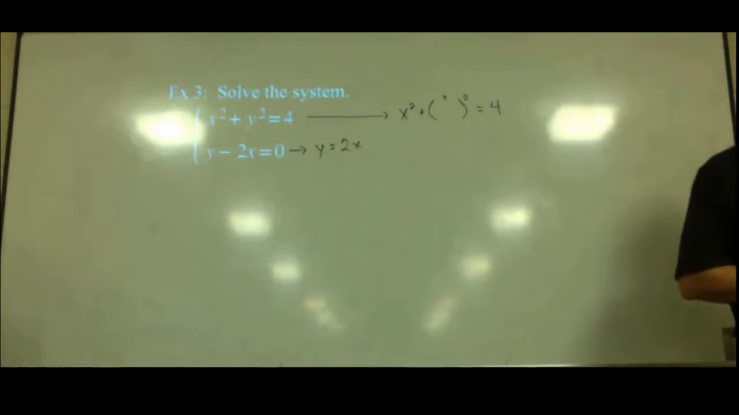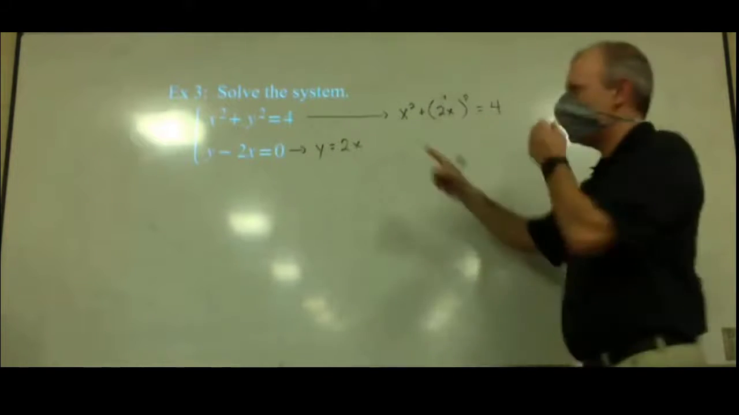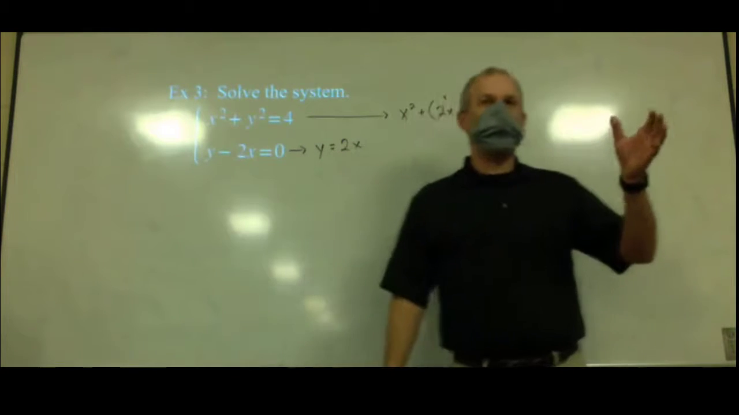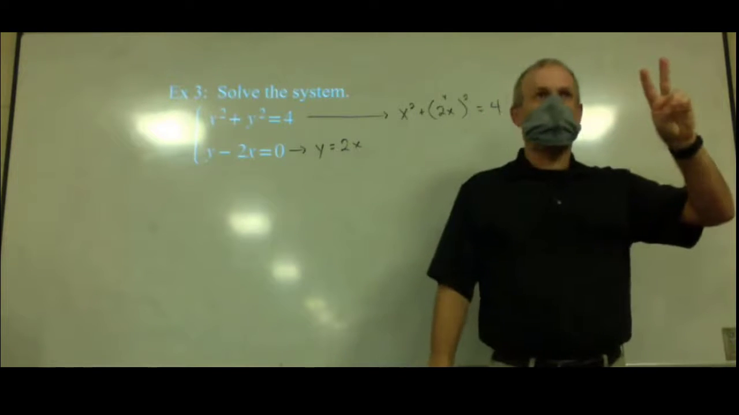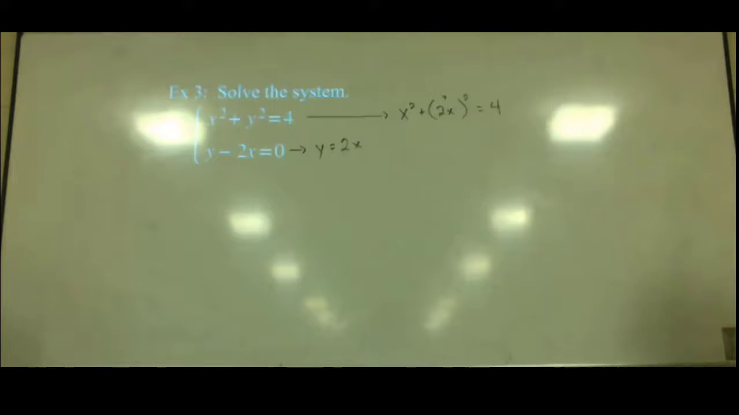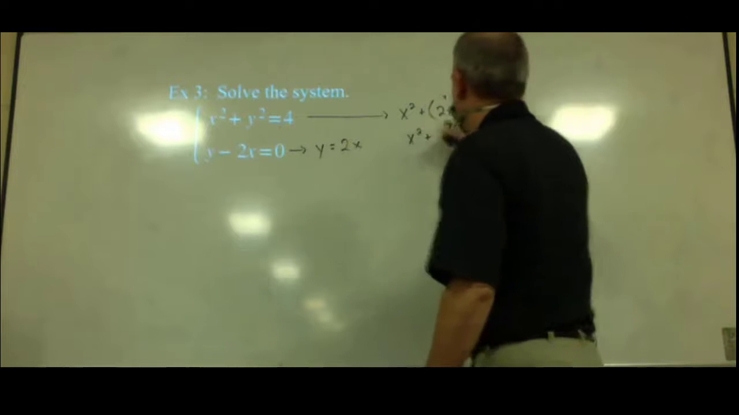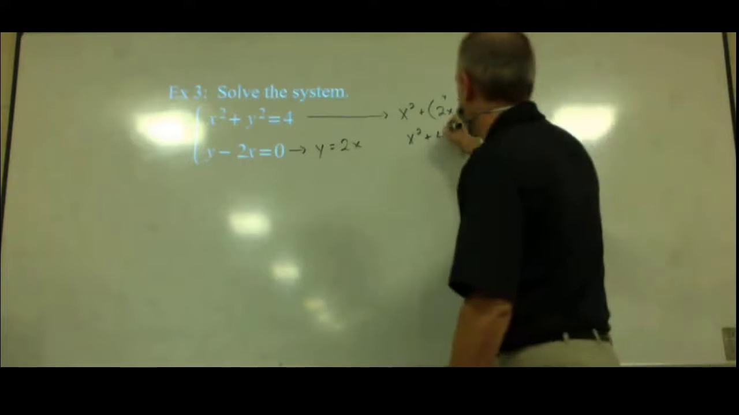2x. Now, one thing I want to mention again, this is a circle, this is a line. We already drew the picture for that, right? It could intersect 0 times, or 1 time, or 2 times. So that's kind of our options. So let's figure out what happens here. What do we get when we square 2x? Remember, that means 2x times 2x. So what is that going to equal? 4x squared, because 2 times 2 is 4, and x times x is x squared.